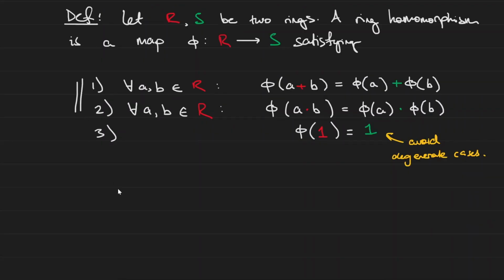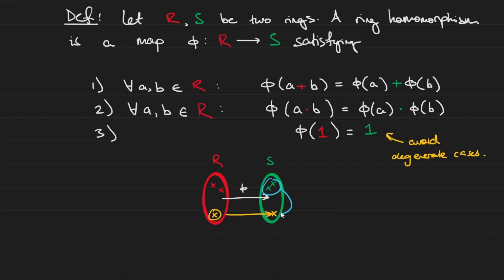Now, as for the first two conditions, what exactly are they trying to tell you? Well, imagine your two rings, R and S. The map phi that goes between them must have this special property, whereby if you have two elements in your ring R, it doesn't matter if you add them in the ring R first to get this yellow element, and then you send it over to S, or if you send both of these guys over to S first, and then you add these two together, it should give you the exact same element no matter which route you take. And the same goes for multiplication.